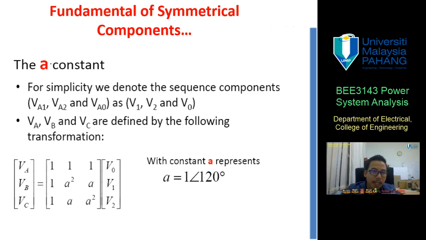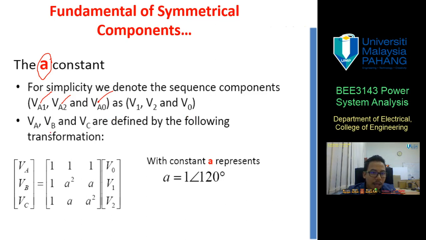Now another new item is coming here. We call it the A constant. What is that? For simplicity, we denote the sequence components VA1, VA2, and VA0 as V1, V2, V0. We just assume this is phase A. So for phase A, VA1, VA2, VA0 mean the positive sequence, negative sequence, and the zero sequence. So V1, V2, and V0.